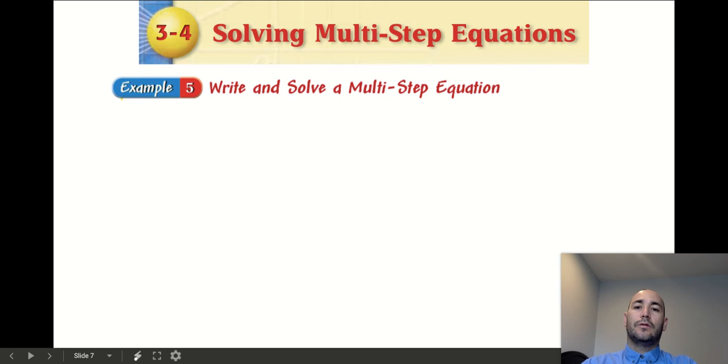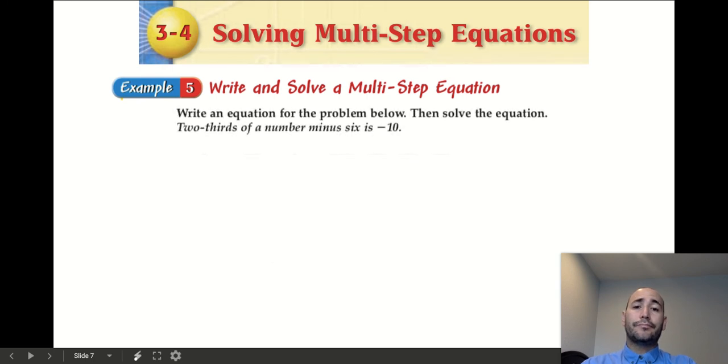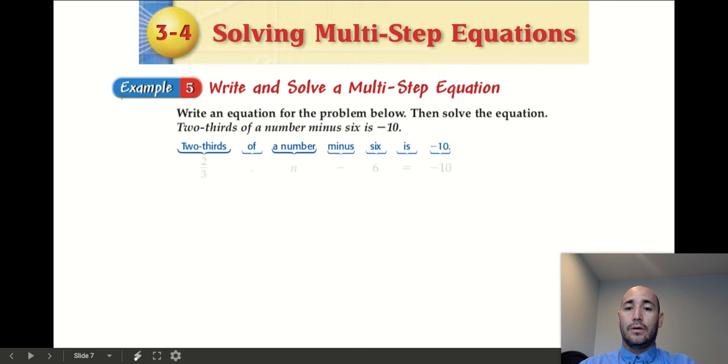All right, so number 5. So here we're going to write and solve a multi-step equation. So it says write an equation for the problem below and then solve it. 2/3 of a number minus 6 is negative 10. So here's my words. I'm going to convert it into an equation now, right? So 2/3 of a number, so 2/3 times n minus 6 equals, right? Negative 10. So there's my equation.